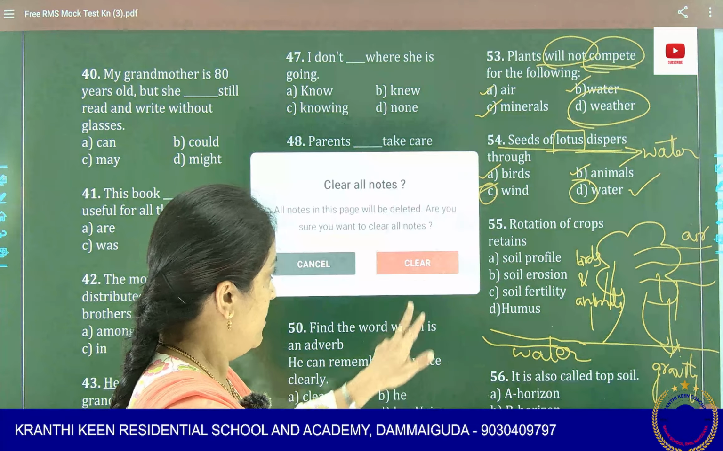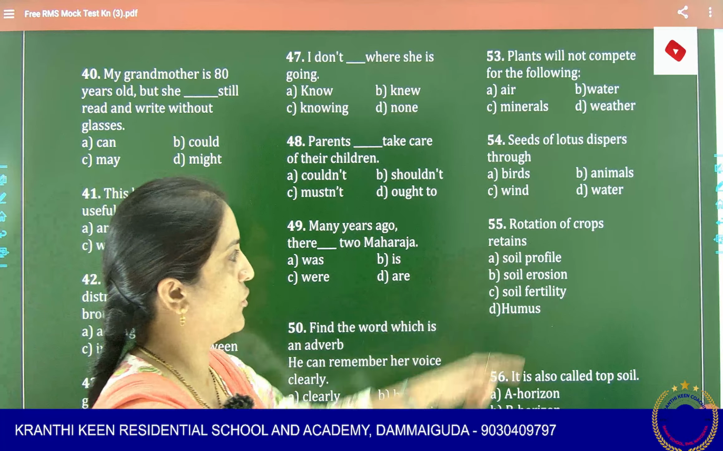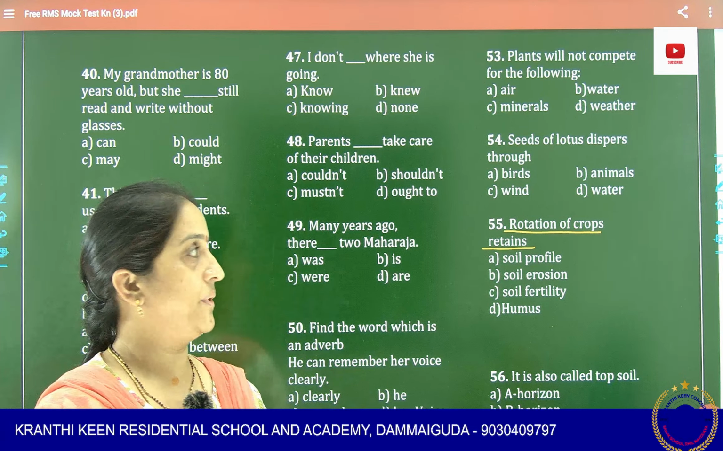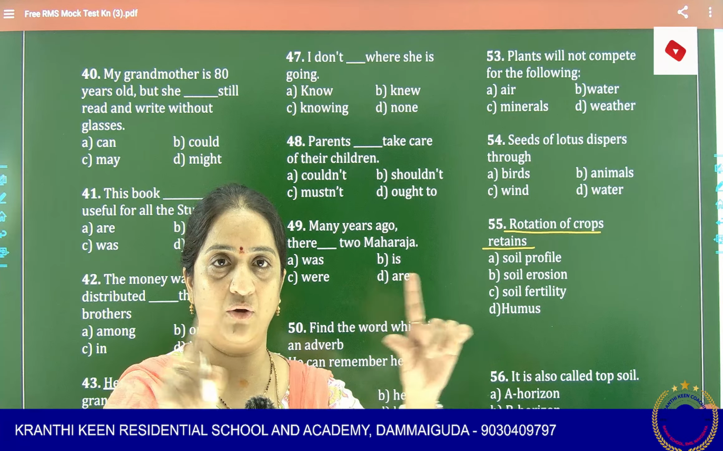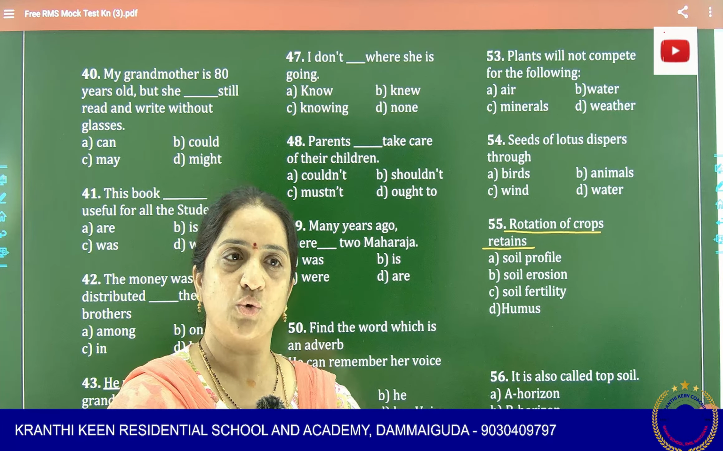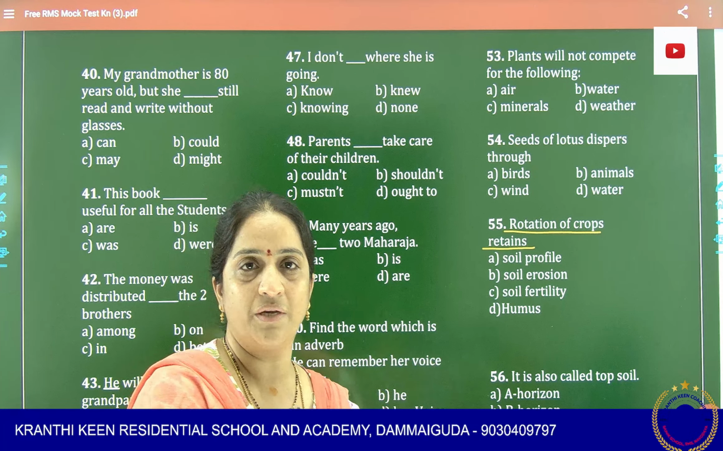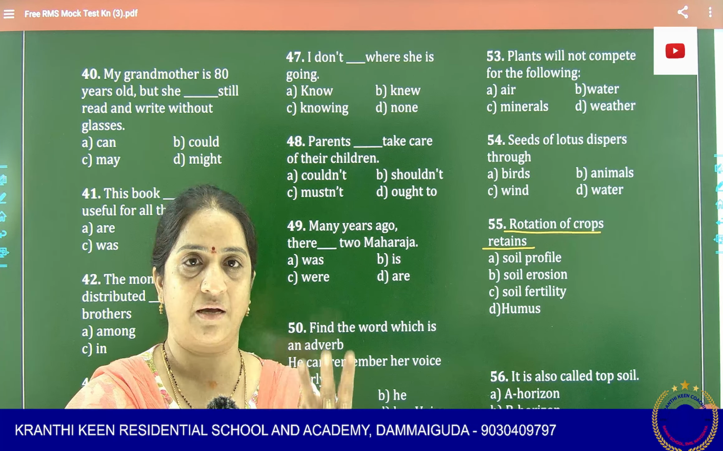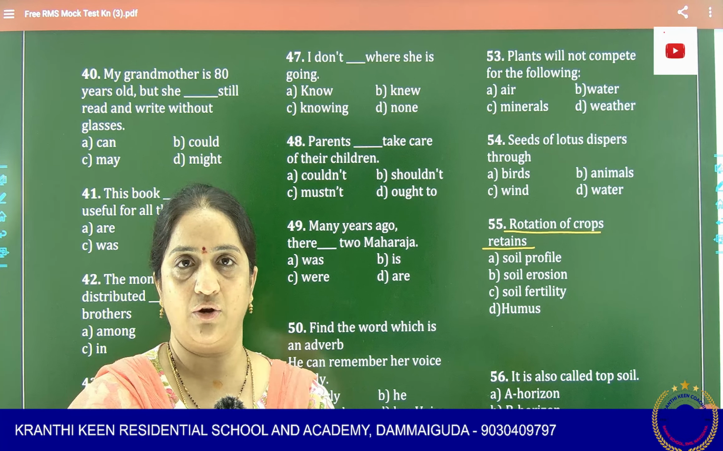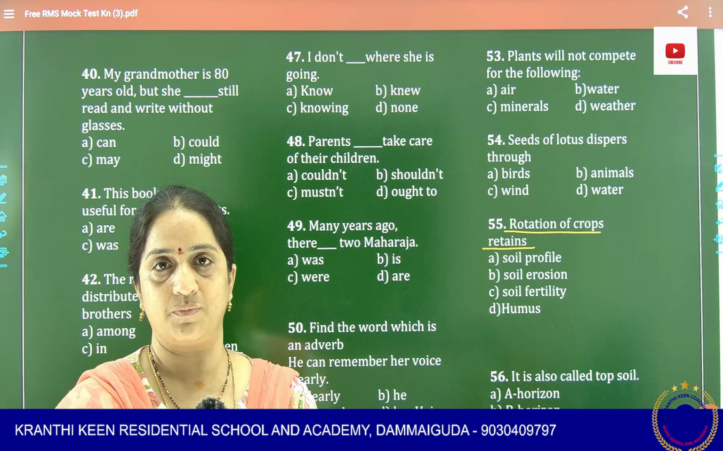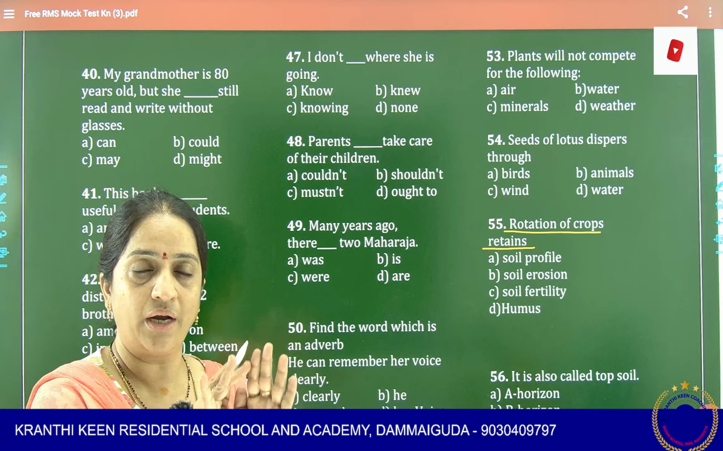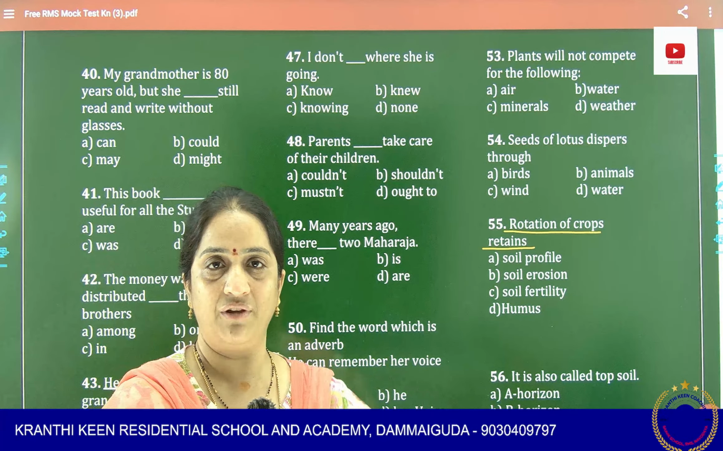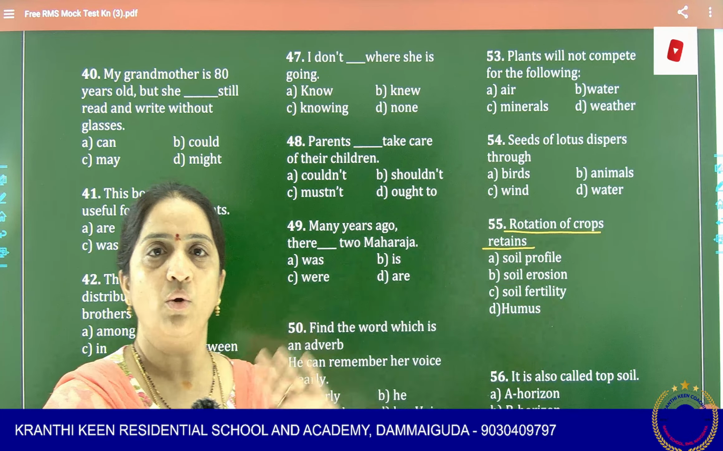Next, rotation of crops retains. So, rotation of crops. For example, a farmer is doing some farming in an open land. So, one after the other, if one crop is over, so we know that we have three types of crops like summer crop, winter crop, and rainy crop, like Kharif, Rabi, and Zaid crops. So, rotationally, he will not keep the land empty. Why? Because the topmost layer of the soil will go away along with wind and water.